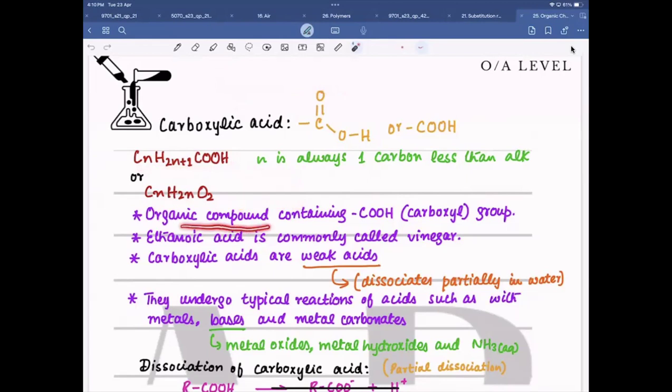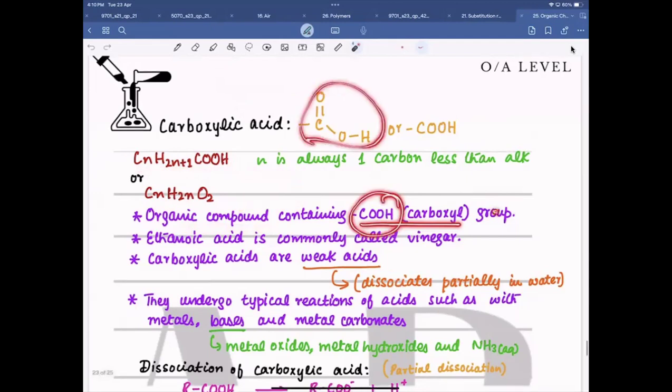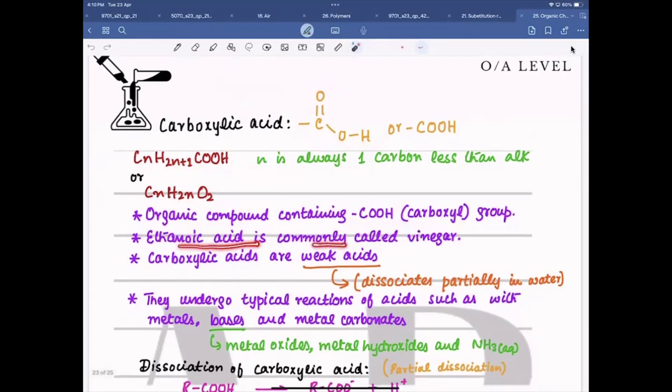The organic compounds containing a carboxyl group, this group is called the carboxylic group. Ethanoic acid is commonly called vinegar. The most common carboxylic acid that we usually use is ethanoic acid, and ethanoic acid is also called vinegar. Carboxylic acids are weak acids. What does weak acid mean? We have discussed it in acids and bases, that it dissociates partially in water.